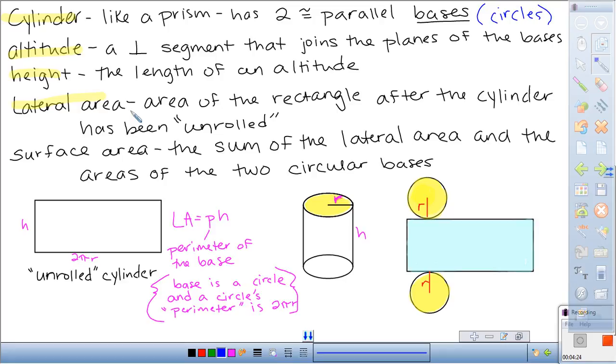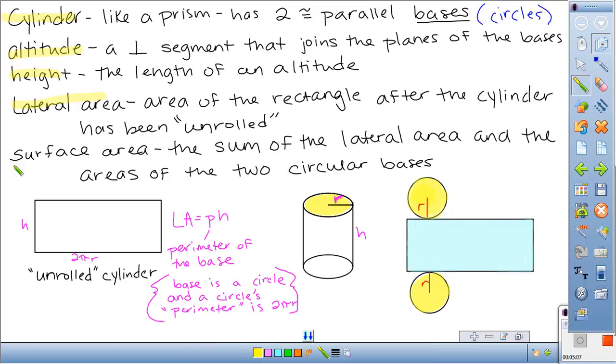The lateral area is just like the lateral area of a prism. It's the area of the rectangle after the cylinder has been, quote unquote, unrolled. So if you think of a can that has a label on it, and you unrolled that label, it would end up looking like a rectangle. So the lateral area would be the area of that rectangle.